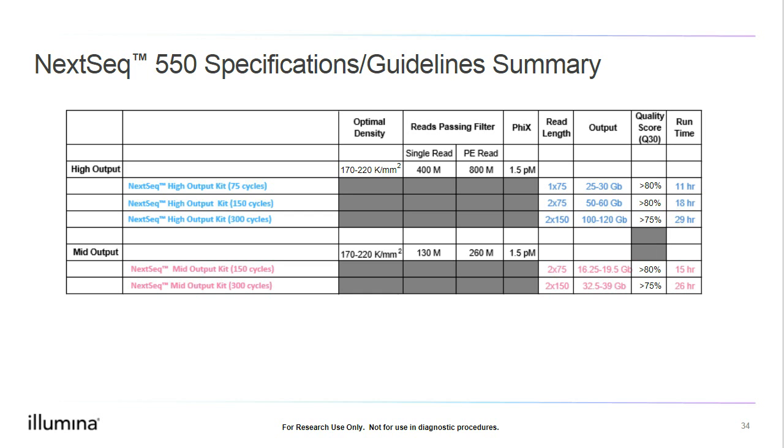Here's a summary table of the different kits and the specifications for each type of run. Note that the optimal cluster density for a well-balanced library on both the high output and mid output runs is 170 to 220,000 clusters per millimeter squared.